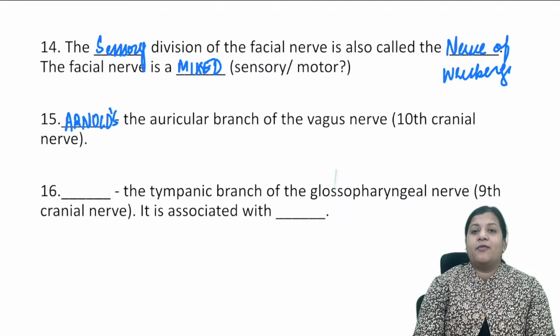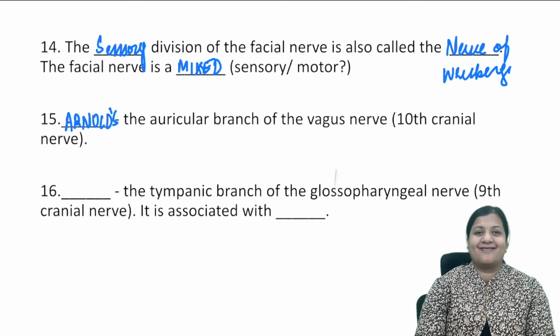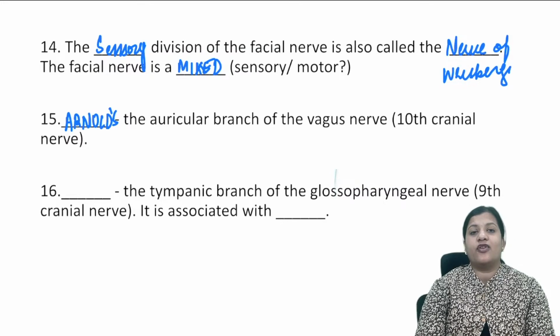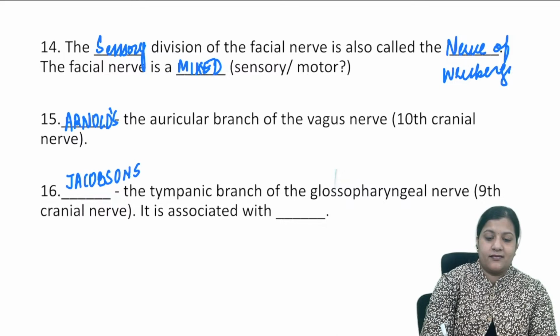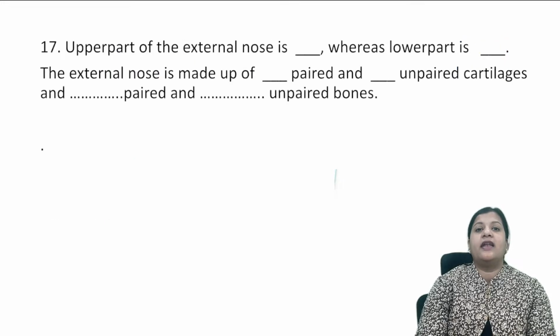Dash is the tympanic branch of the glossopharyngeal nerve. What is it called as? Middle ear, we have got the tympanic plexus. The tympanic branch of glossopharyngeal nerve is called as? Jacobson's nerve. Very good. Next question.